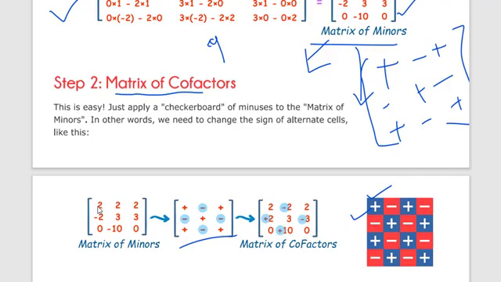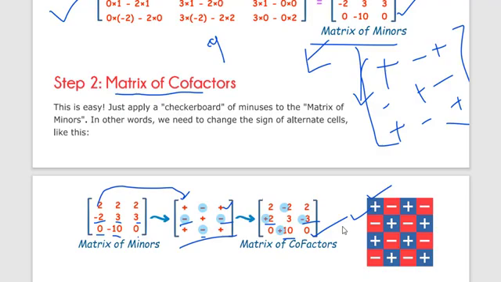So 2 is with the plus, so it will stay plus 2, and minus 2 stays minus 2. This is plus, it will remain the same. Here minus and minus will become plus 2. 3 will remain the same, and 3 with a minus will become minus 3. 0 will remain the same, minus and minus become plus 10, and 0 will remain the same.